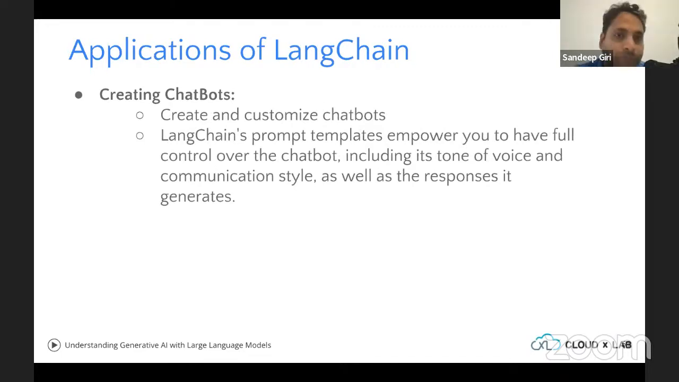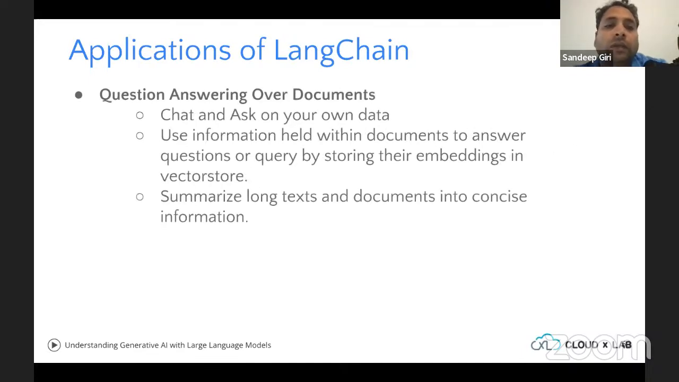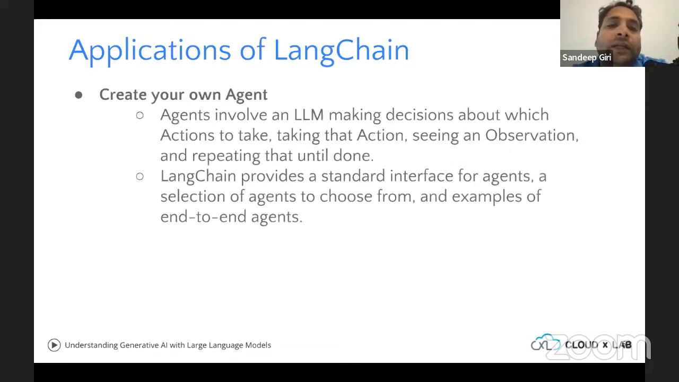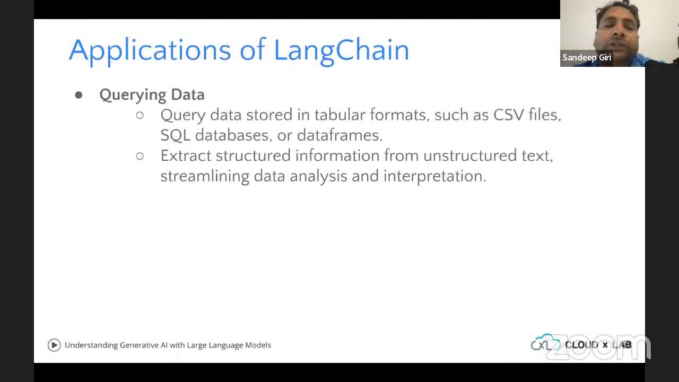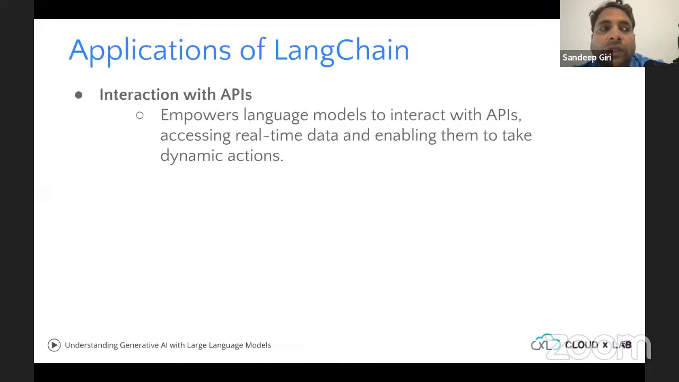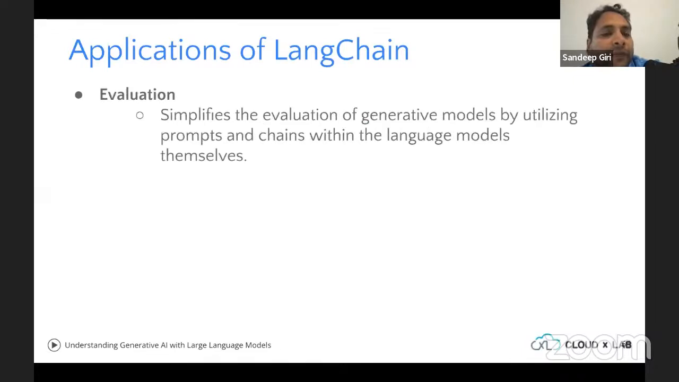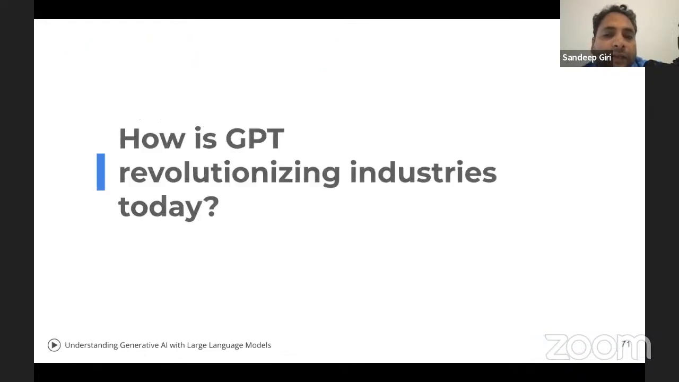You can create your own agent and you can also query data from a CSV file and so on. Interacting with OpenAI has been made very easy by LangChain. It also makes sure that tomorrow, if you are moving away from OpenAI, let's say you are going to use Google Bard, you can simply swap it. So LangChain serves as a mediation layer between various systems. It simplifies the evaluation of generative models by utilizing prompts and chains within the language models.